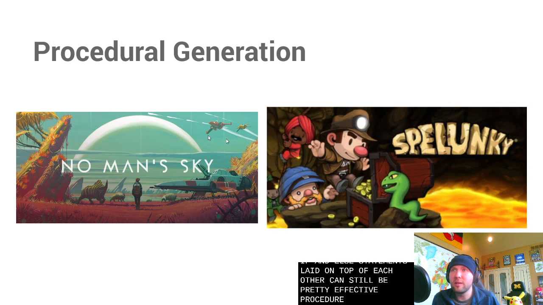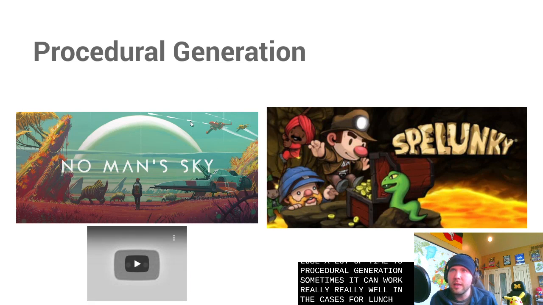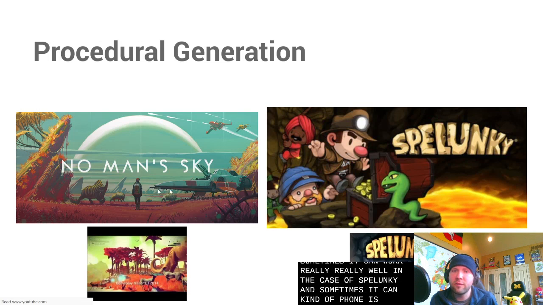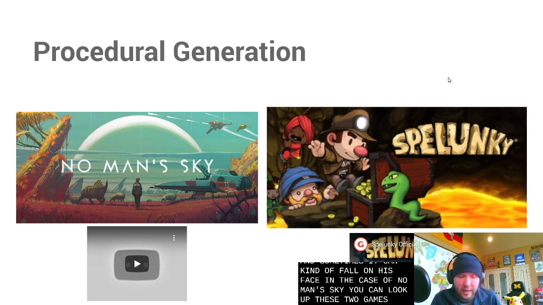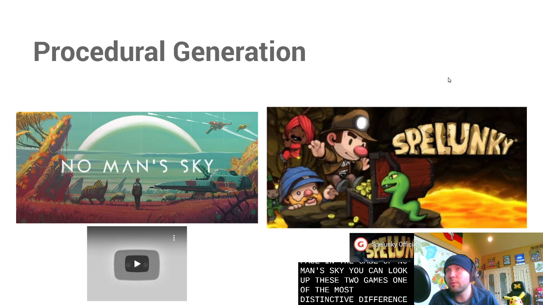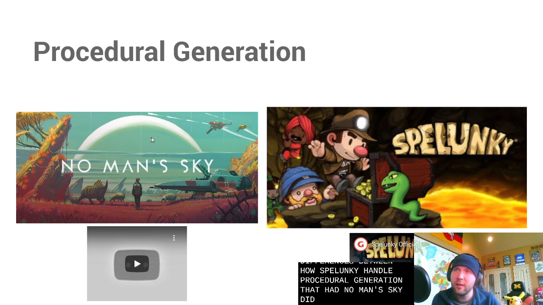Procedural generation is a big topic, and it is a trap for 494 students. Some teams manage to make it work pretty well, but other teams lose a lot of time to procedural generation. Sometimes it can work really, really well in the case of Spelunky, and sometimes it can fall on its face in the case of No Man's Sky. You can look up these two games. One of the most distinct differences is how Spelunky handled procedural generation and how No Man's Sky did.